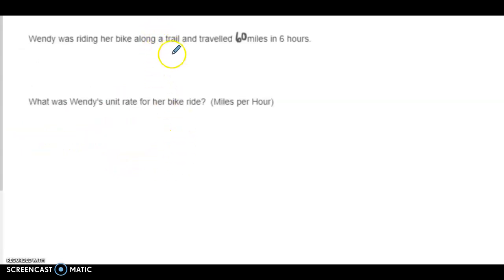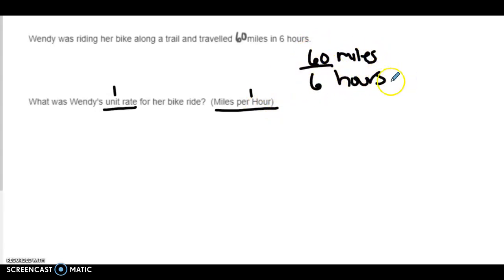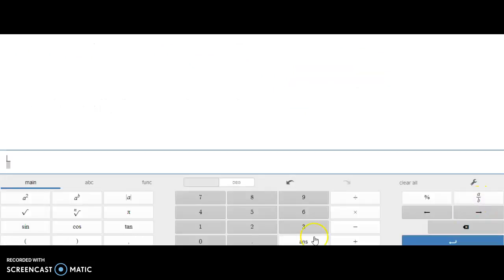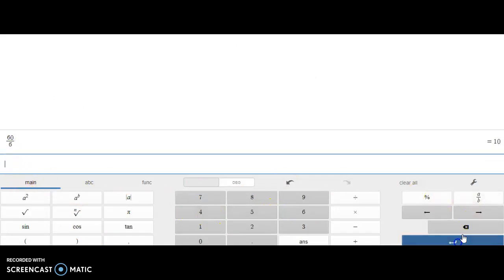Wendy was riding her bike along a trail and traveled 60 miles in 6 hours. What was Wendy's unit rate for her bike ride? And it tells us here we want to write it in miles per hour. Now remember, a unit rate means you want to break it down to 1. So we want to know how many miles she rides per 1 hour. All right, so if we look over here, she went 60 miles in 6 hours. So if we reduce that, you can either do it in your brain or your calculator. I'll show you the calculator since that's what most of you will use. So we had 60 over 6, and that equals 10.